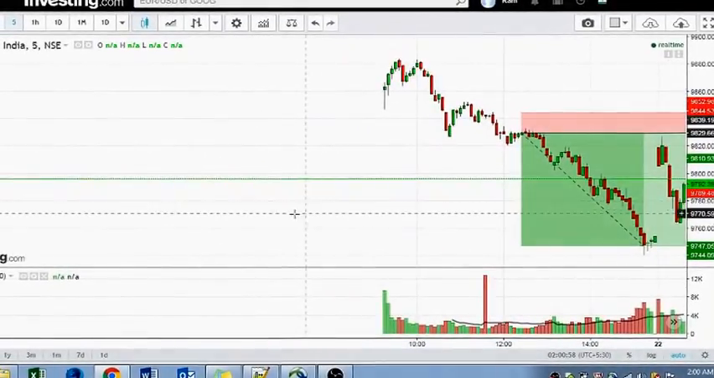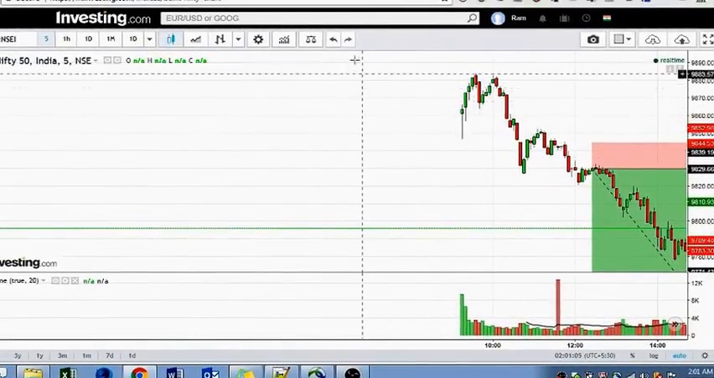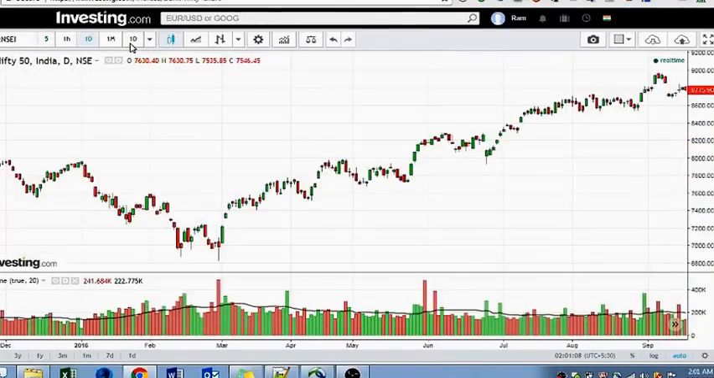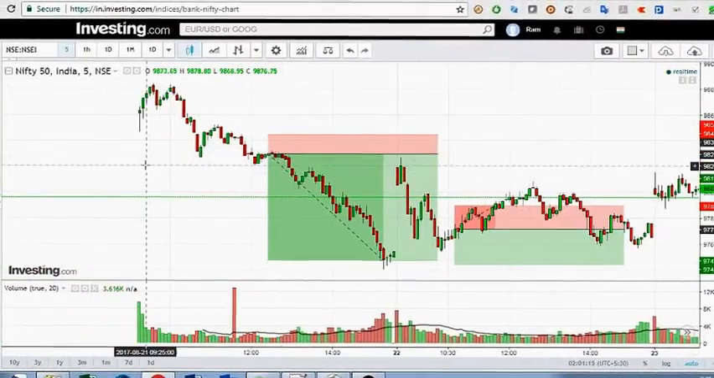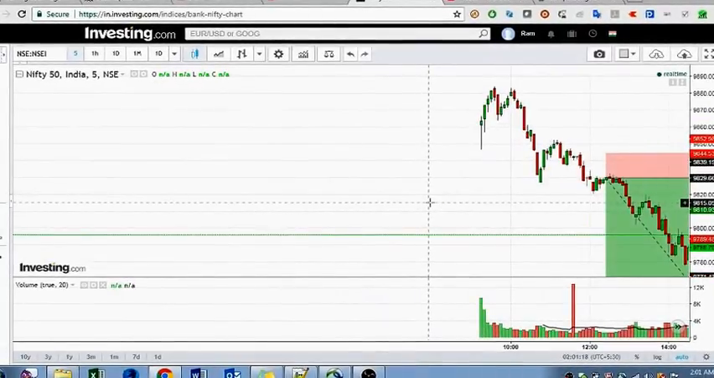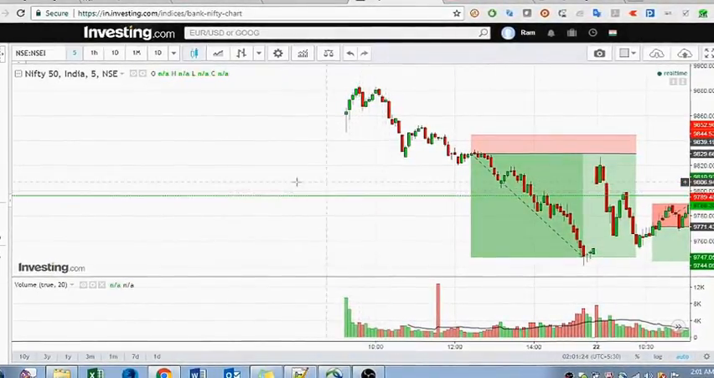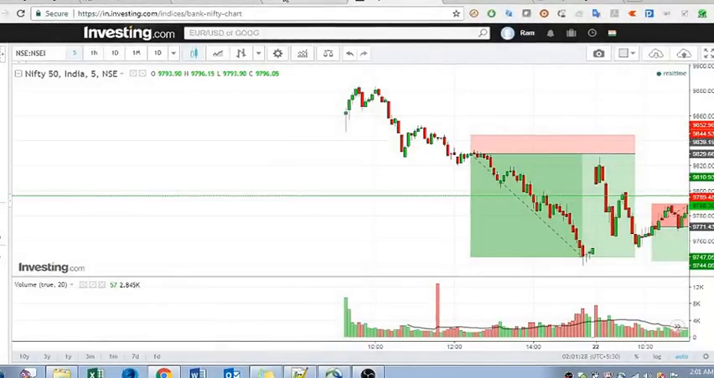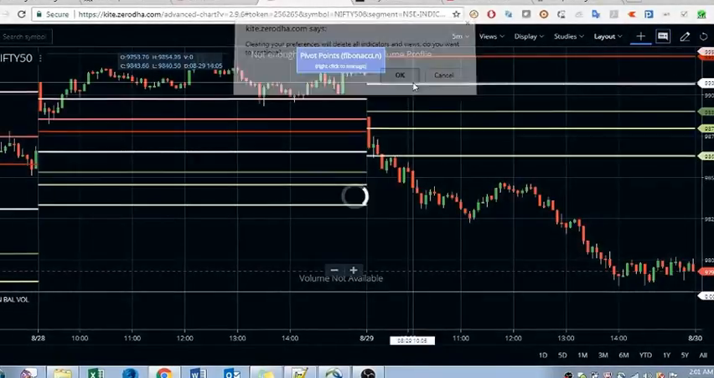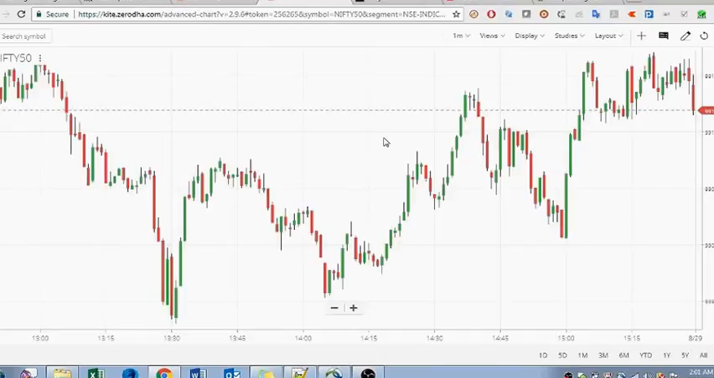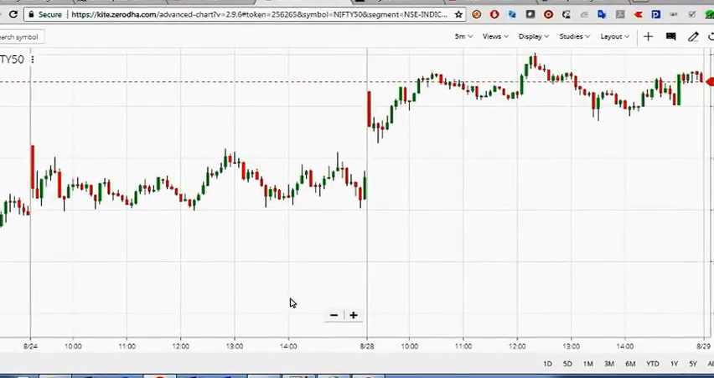Show me the data, please. No, it's not going to show me the data. Okay, let me pull up Zerodha. So let's zoom to 5 minutes so that we can go through.